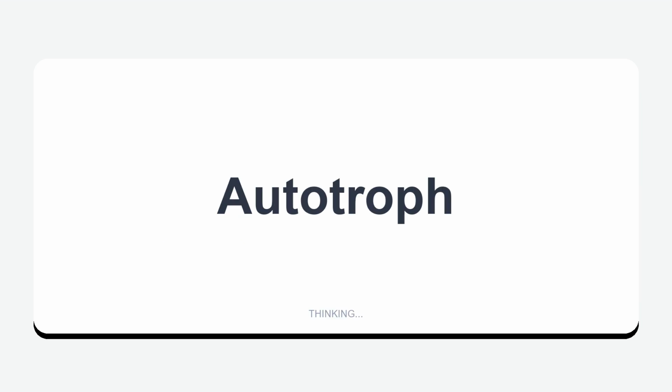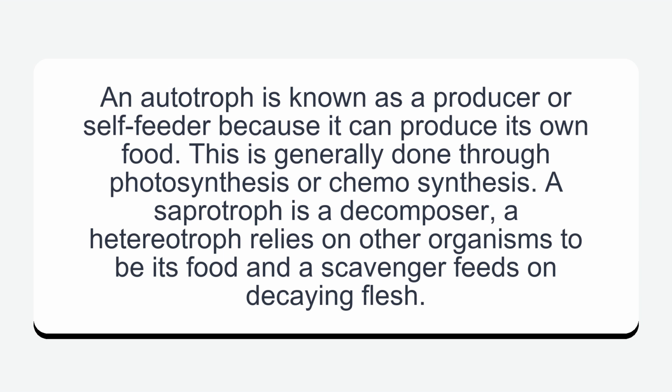Autotroph. An autotroph is known as a producer or self-feeder because it can produce its own food. This is generally done through photosynthesis or chemosynthesis. A saprotroph is a decomposer. A heterotroph relies on other organisms to be its food, and a scavenger feeds on decaying flesh.